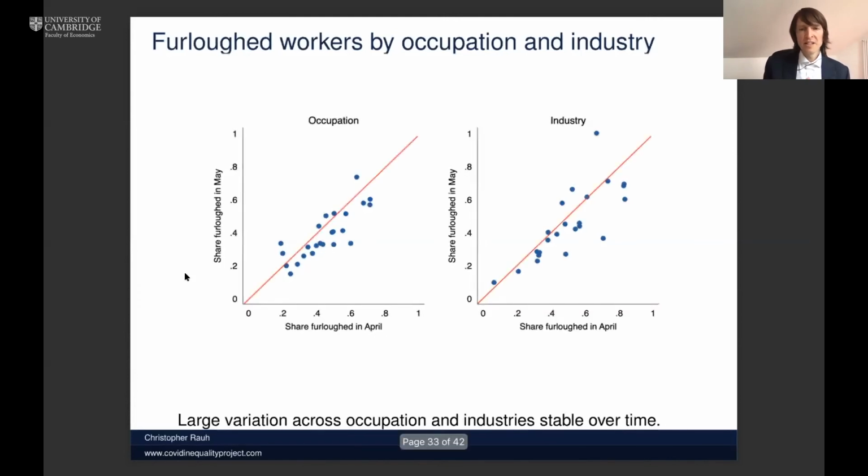The other thing we see is that these shares are very stable across time. So basically, in both cases, occupations and industries, it's very close to the 45-degree line, meaning that whoever was furloughed in April was also probably furloughed in May. So firms probably immediately, when the scheme rolled out at the end of March, put people on furlough and they stayed there.